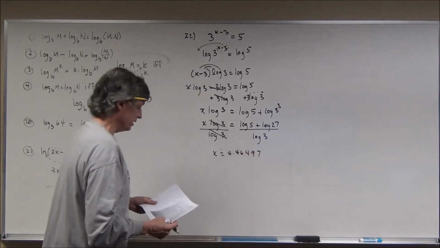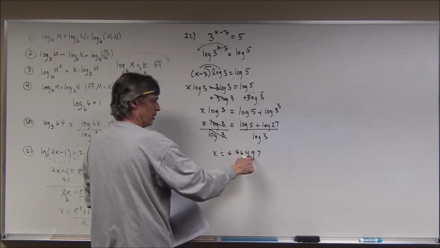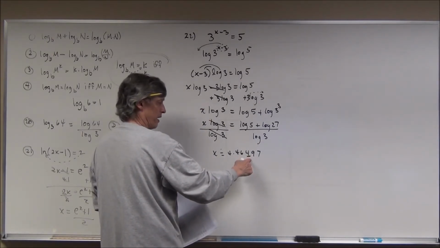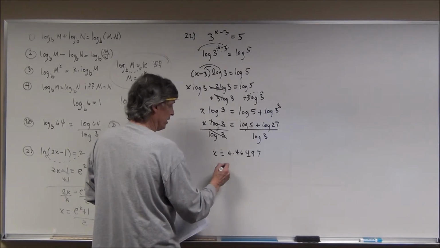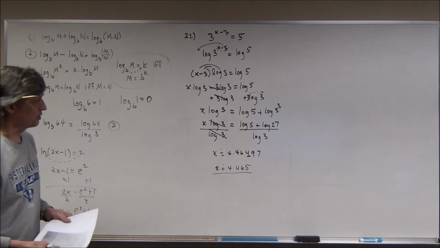This is going to be approximately 4.46497. Now it says round it to the nearest 1,000. This is the 1,000 spot, so I look to the right. It's 5 or bigger, so I'm going to round up. My answer would be 4.465 to the nearest 1,000.